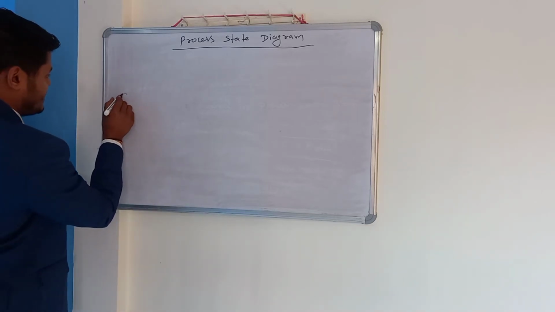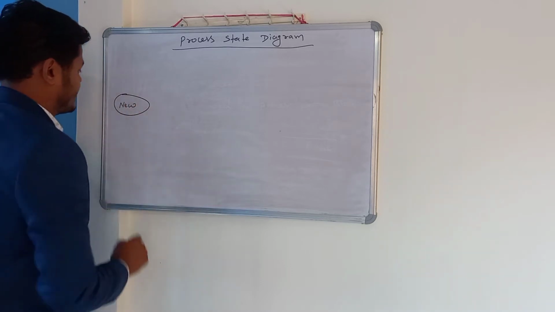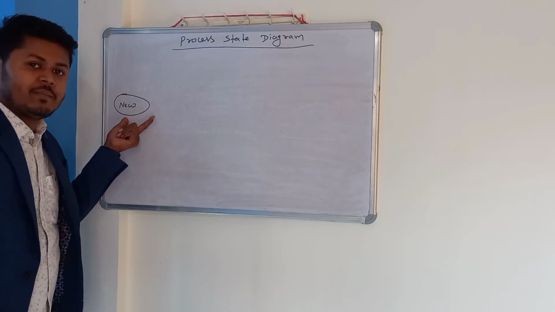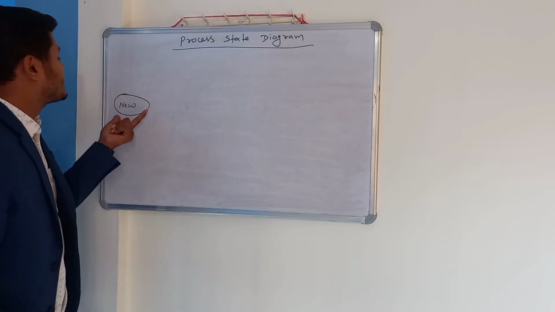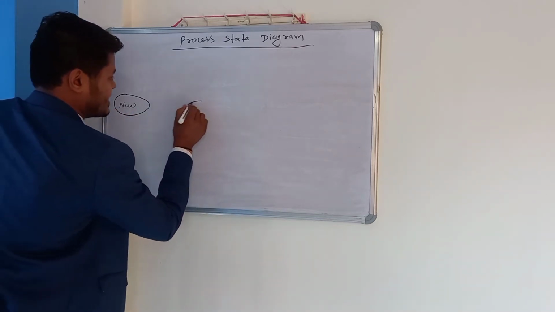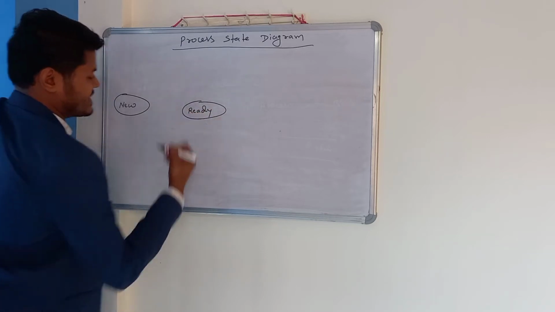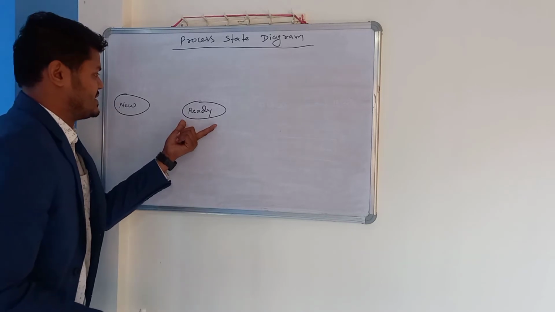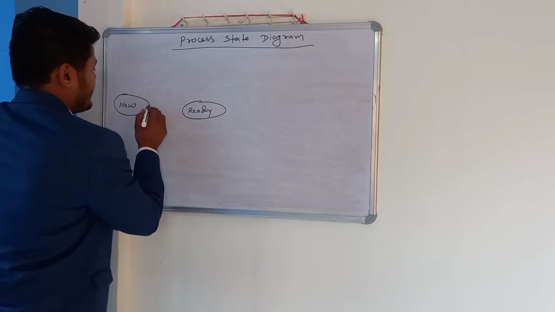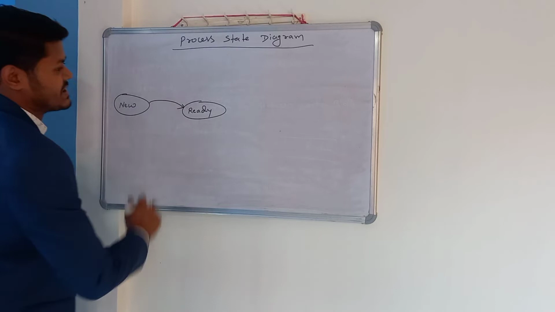First of all, there is a state, the new state. New state means the process is under creation or being created. The next state is the ready state. Ready state means if a process is created, then it will be moved to the ready state, from new state to ready state.